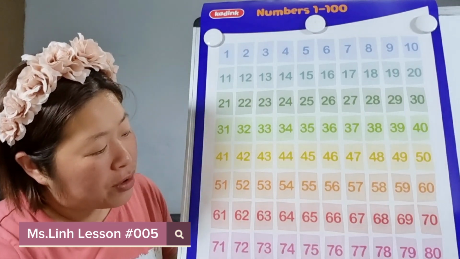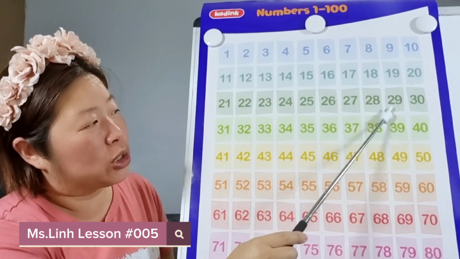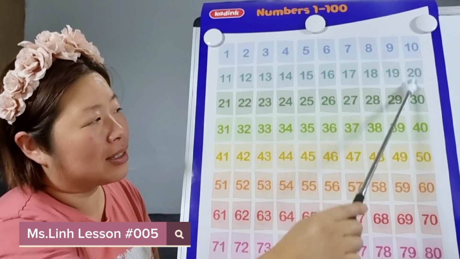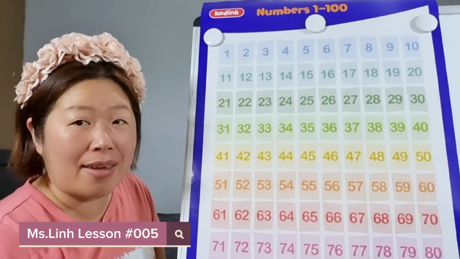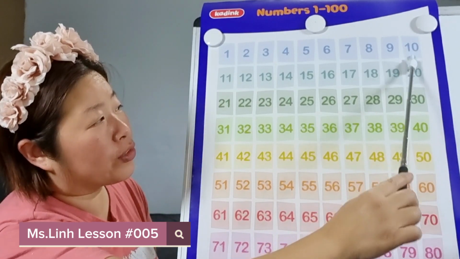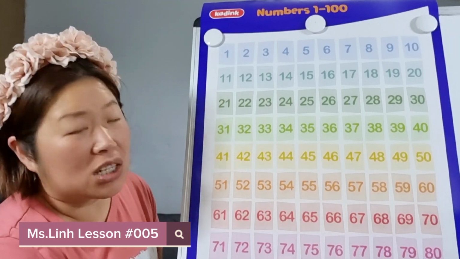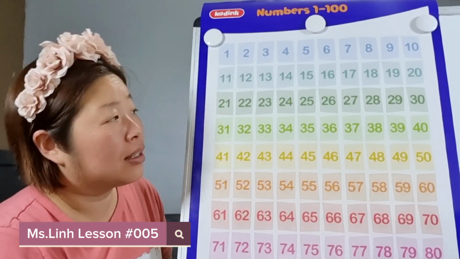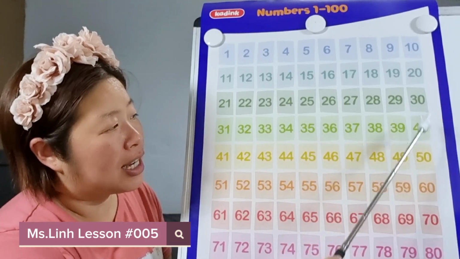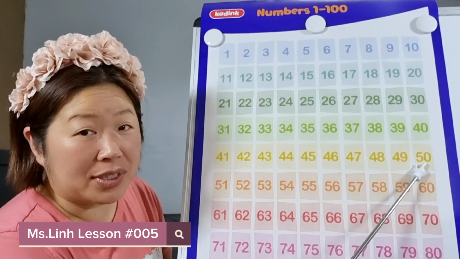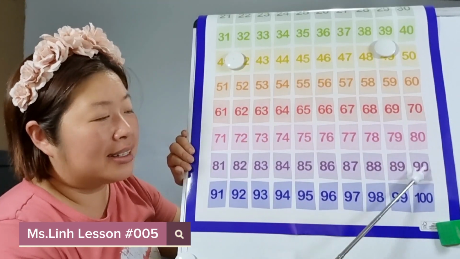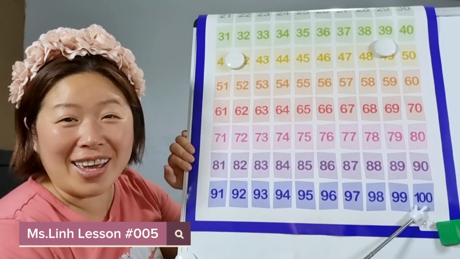Because I know a lot of you struggle after the 19 or 29. You're not sure what this number is. So we're going to practice just these numbers down here. Okay, are you ready? So we're just going to read all the numbers here. This is called counting by tens. Okay, so 10, 20, 30, 40, 50, 60, 70, 80, 90, 100.